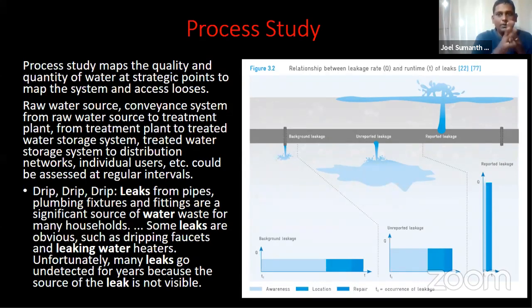So the purpose when you're doing a process study is to identify these background leakages and make them reported leakages. Whatever is a background leakage, whatever is an unreported leakage, it has to be addressed as a reported leakage. So the aim of the process study, the objective, is to increase the efficiency of water at every service or delivery point.